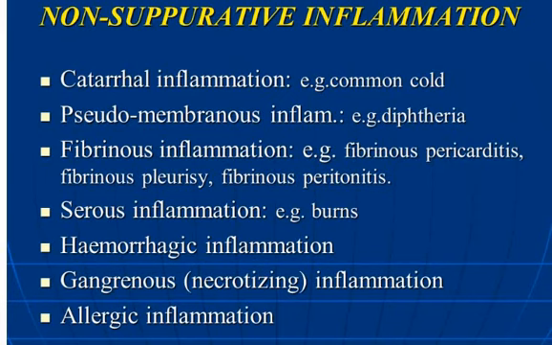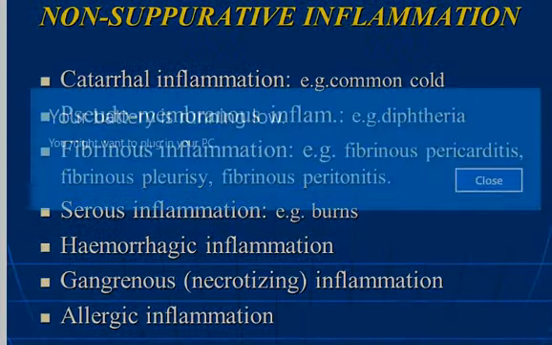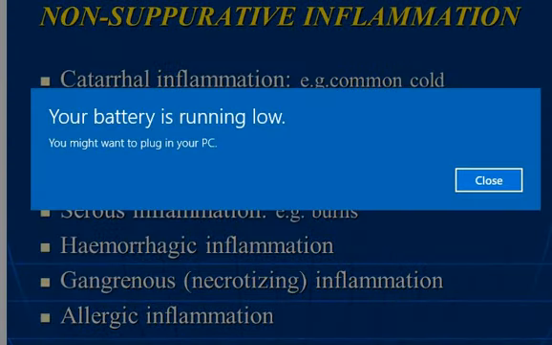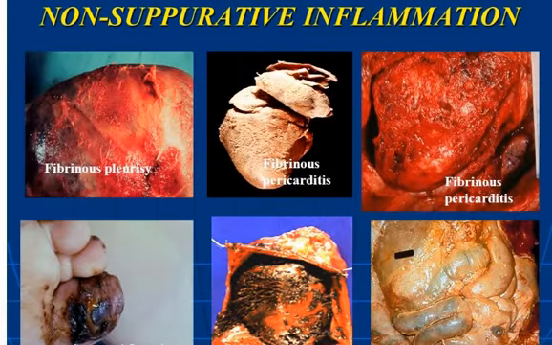Catarrhal inflammation, e.g. common cold. Pseudomembranous inflammation, fibrinous pericarditis, fibrinous pleurisy, fibrinous peritonitis. Serous inflammation, for example burns. Hemorrhagic inflammation. Gangrenous, necrotizing inflammation. Allergic inflammation. Fibrinous pericarditis, fibrinous pleurisy.